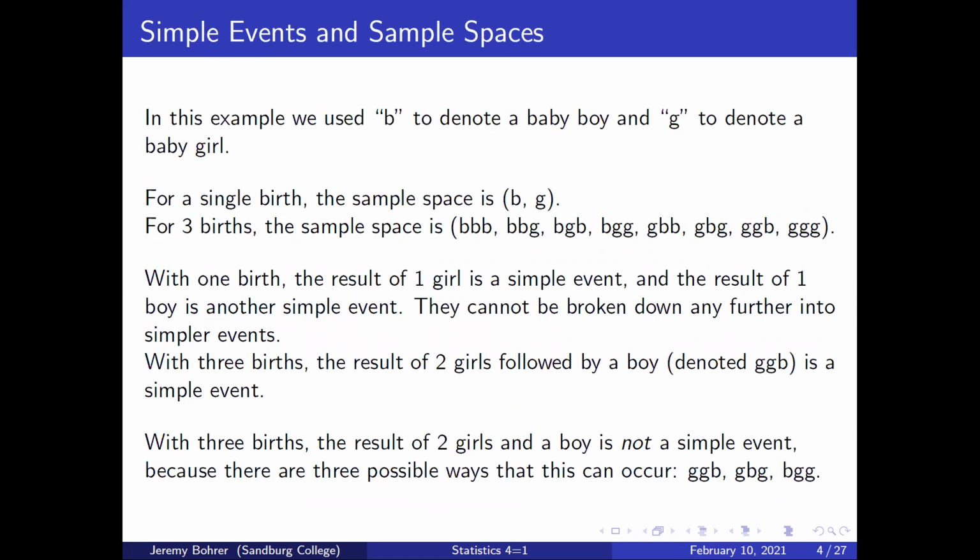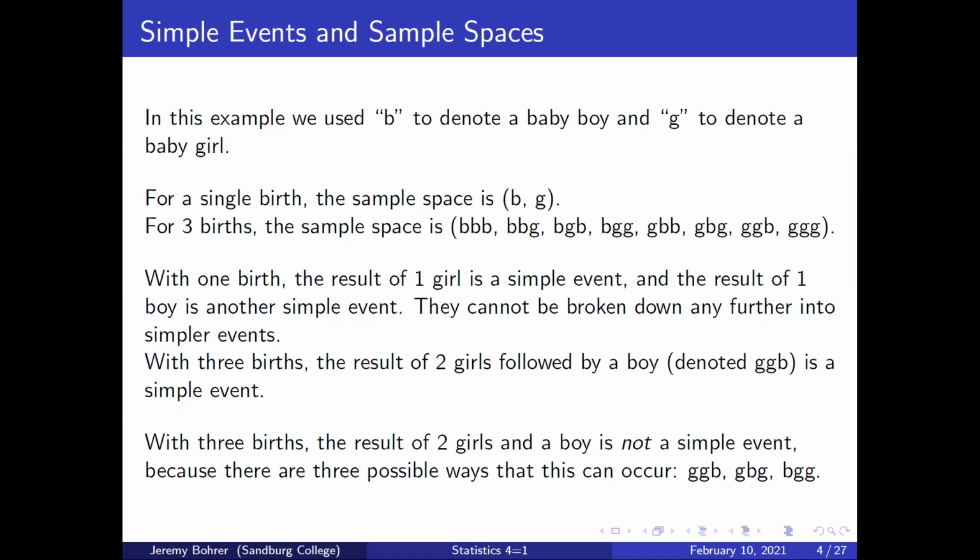In this example, we used B to denote a baby boy and G to denote a baby girl. For a single birth, the sample space is B, G. You can have a boy or you can have a girl. For 3 births, the sample space is BBB, BBG, BGB, BGG, GBB, GBG, GGB, GGG.